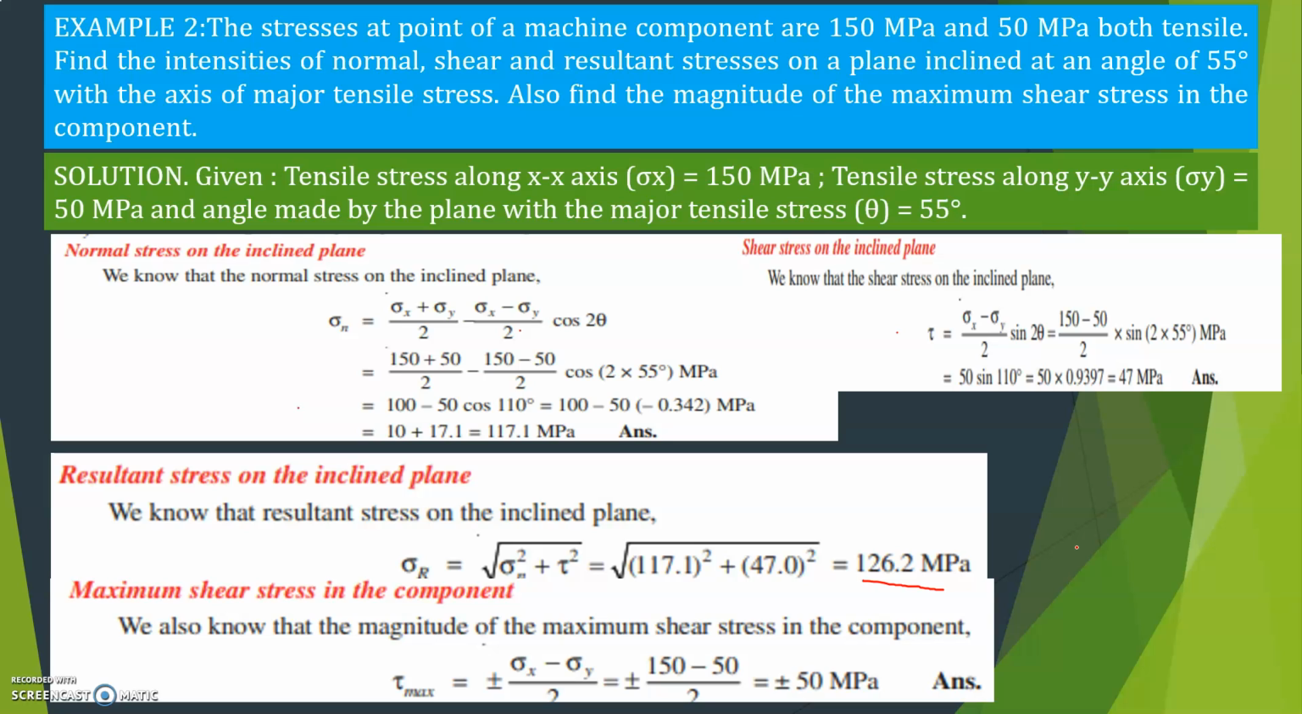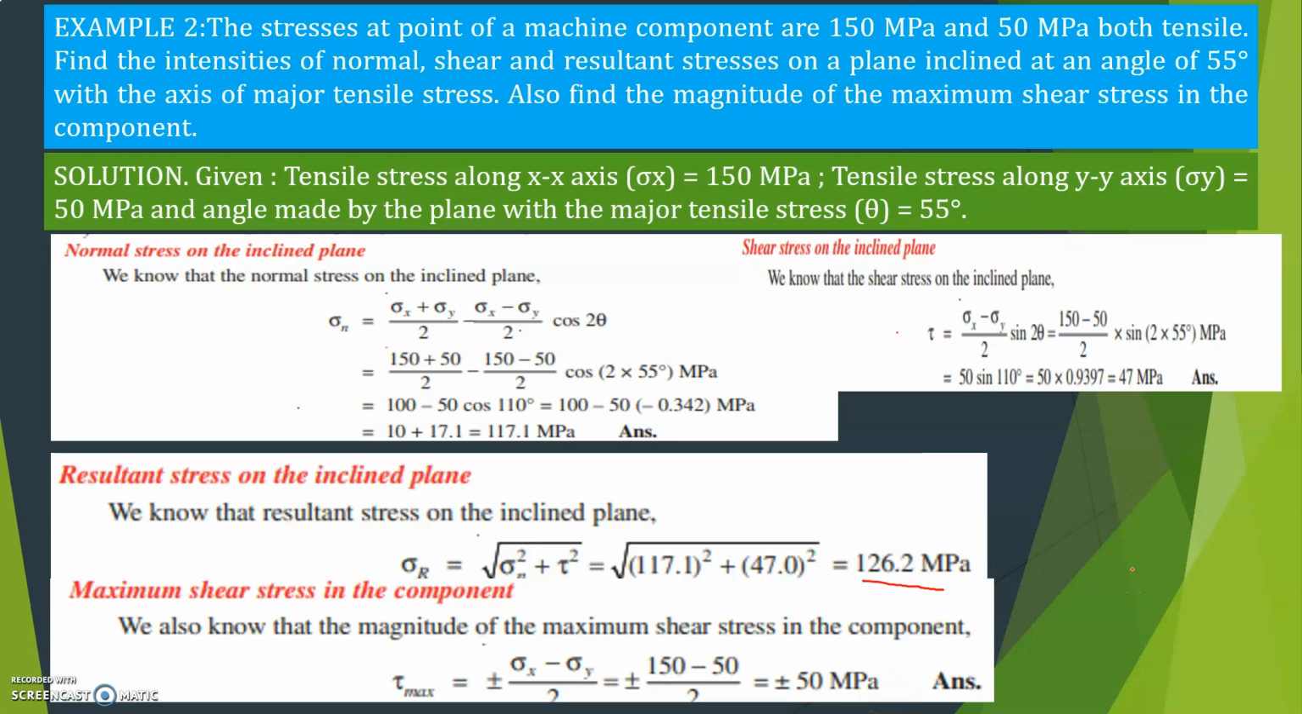Next, you have to calculate the maximum shear stress in the component. What is that formula? I have told that when it is the maximum shear stress, sine 2 theta is equal to 1. So, if you substitute sine 2 theta equal to 1 in this equation, what will you get? Tau is equal to (sigma x minus sigma y) divided by 2. That's it. Okay, so substitute the values. Sigma x is equal to 150 and sigma y is equal to 50, divided by 2. That is equal to 50 MPa. This is the maximum shear stress in the component.